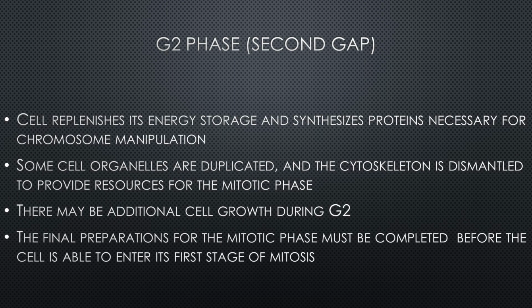Next, talk about the G2 phase, or the second gap. The cell replenishes its energy storage and synthesizes proteins necessary for chromosome manipulation. Some cell organelles are duplicated, and the cytoskeleton is dismantled to provide resources for the mitotic phase. There may be additional cell growth during G2 as well. The final preparations for the mitotic phase must be completed before the cell is able to enter its first stage of mitosis.